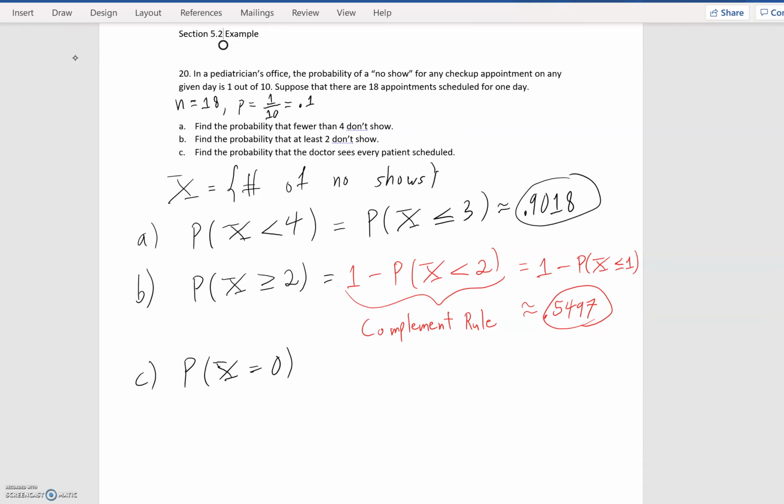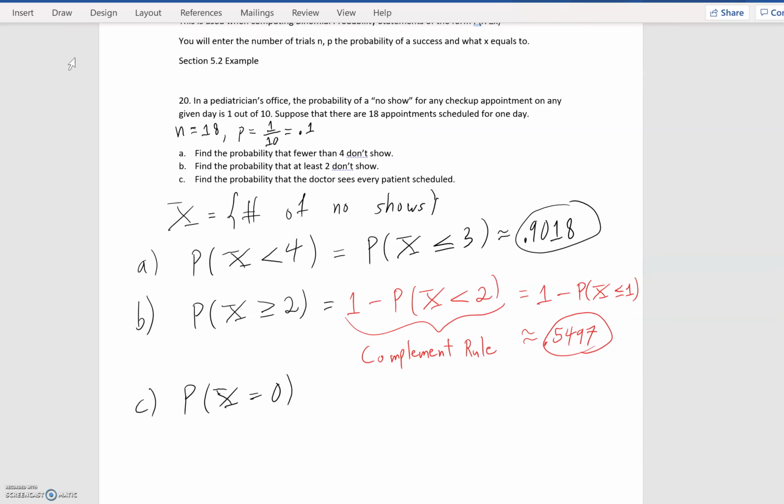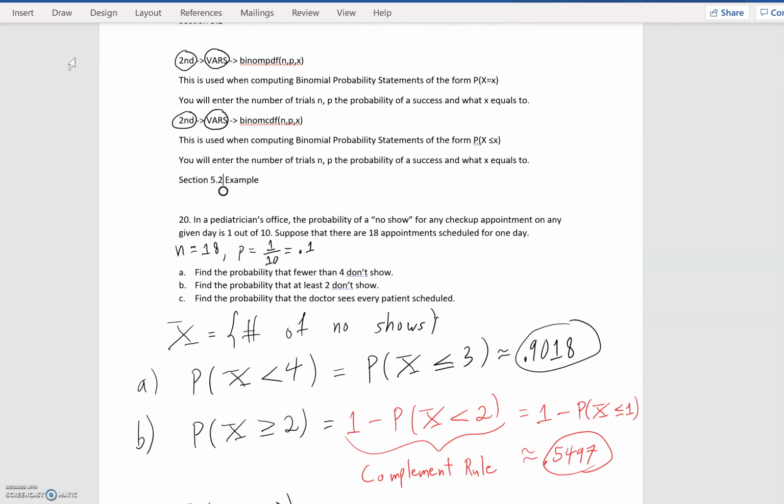Now this is a strict equality here. I need to compute this using binom PDF. Let me scroll up. So when you're computing binomial probability statements of the form capital X equals a number, you will have to use binom PDF.